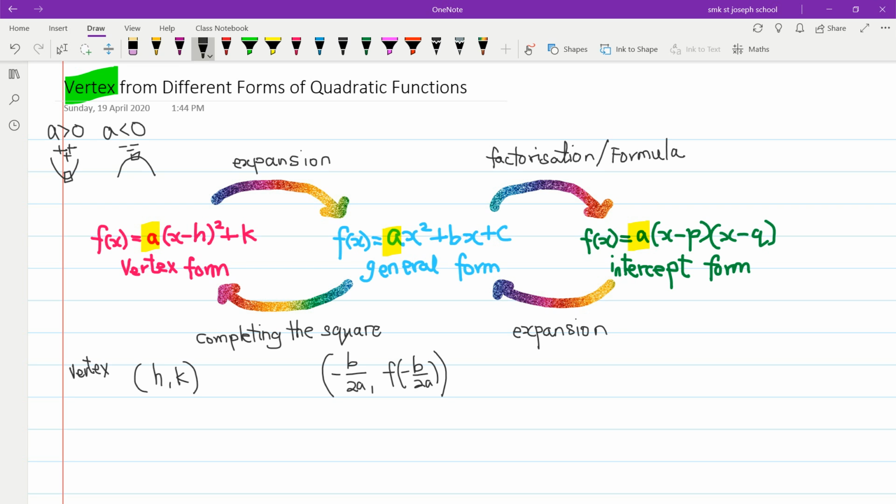In the case of intercept form, we can get the vertex by doing p plus q over 2. All right, x equals p, x equals q. p plus q divided by 2, and f of p plus q over 2. All right, let me demonstrate with one example.